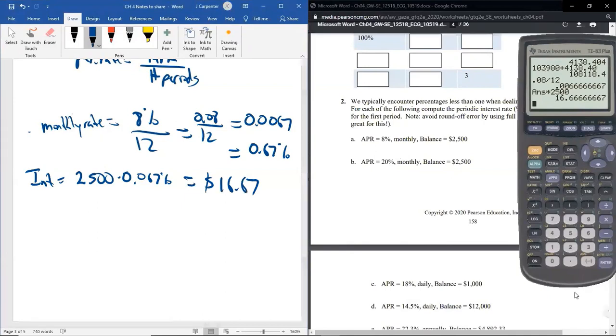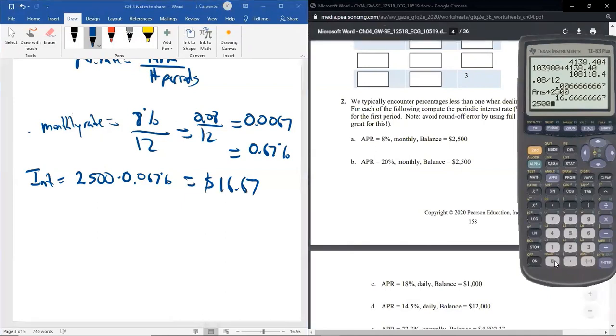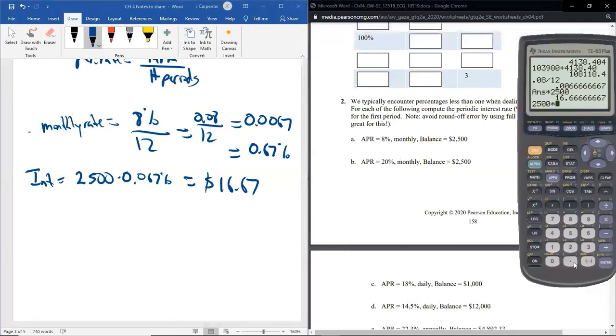If you don't trust me, here's me taking the 2,500 times the rounded answer I had, which was 0.0067. Let's see what that gives us. 16.75, a slightly different answer because we used a rounded value to calculate something. When you use rounded values, you create error propagation. Is it a big error? No. But this is how maybe a bank steals money, potentially.